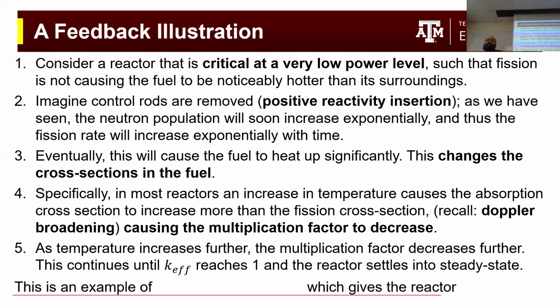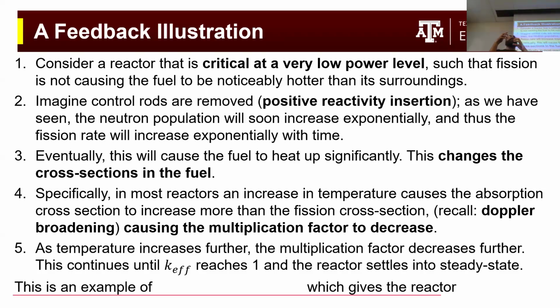That's the illustration here. You're critical, at a very low power, where the fission is so low that it's not really changing the temperature of the fuel. Then you remove all the control rods from your reactor, which is a very large positive reactivity insertion. The insertion is positive, so our neutron population will start increasing exponentially with time. As the fission rate increases exponentially, the heat production increases exponentially. Eventually, that fuel is going to start to heat up really, really fast.